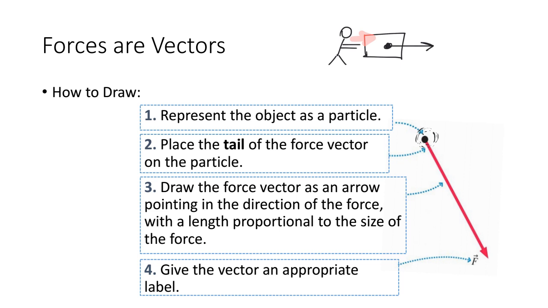You're going to draw the force vector as an arrow that's pointing in the direction of the force with a length proportional to the size of the force, meaning that a force of this length is going to be more forceful than a force of this length. And lastly, you're going to have to label the vector with an appropriate label. Since this is a push or a pull, you might label this as just a regular force applied. So your next question might be, well, if I'm going to label all the forces, what are all the possible labels I could give something? And we will go through those in just a moment.